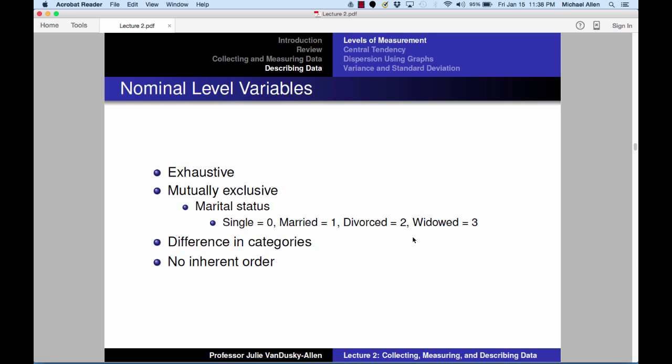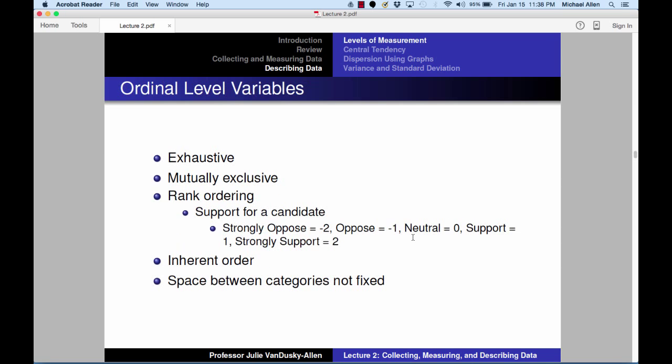Since there is no inherent order in this variable, it is a nominal level variable. In an ordinal level variable, we divide our subjects into different categories. These categories are exhaustive in the sense that we included all possible categories. The categories are also mutually exclusive. If a subject in our dataset can fit in one category, they cannot fit into another category.